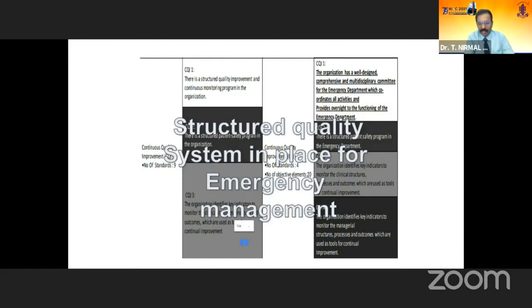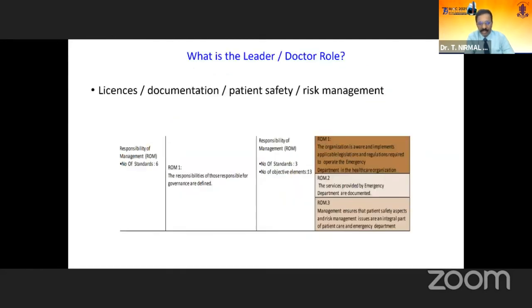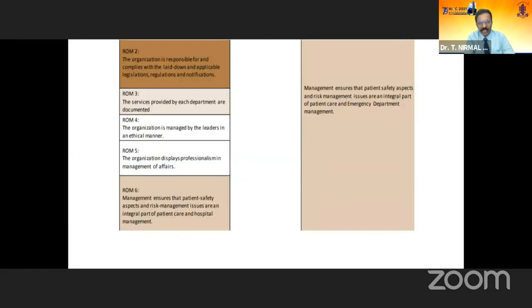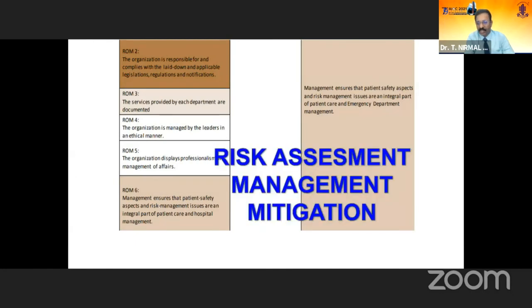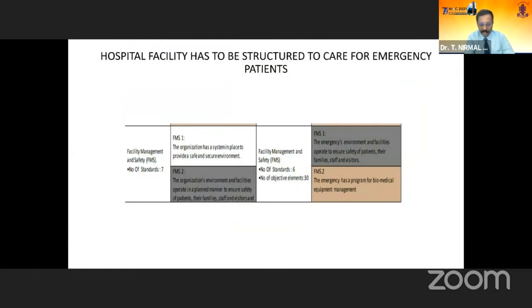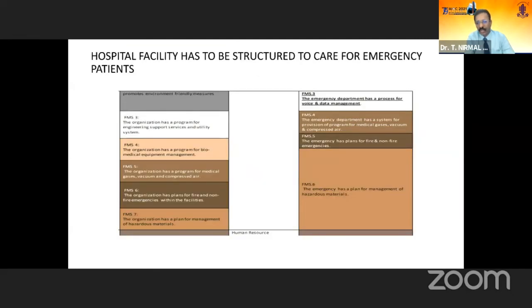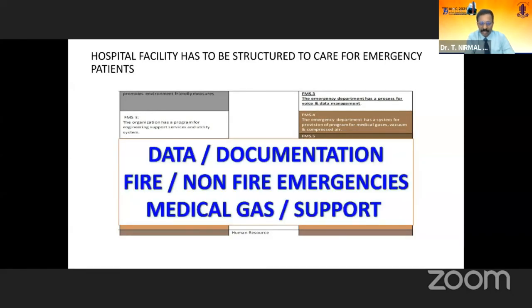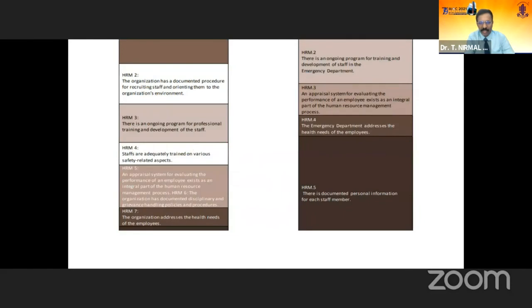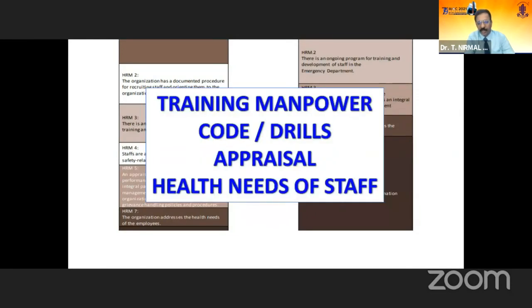So you need to have a structured quality system in place for emergency management. And of course, licenses are mandatory and risk assessment has to be part of your NABH process. And you also need to have proper facility to take care of the emergency patients and non-fire emergencies. And you need to have medical gas and oxygenation. And of course, train the staff on codes, various codes, and do an appraisal and also take care of the health needs of the staff.